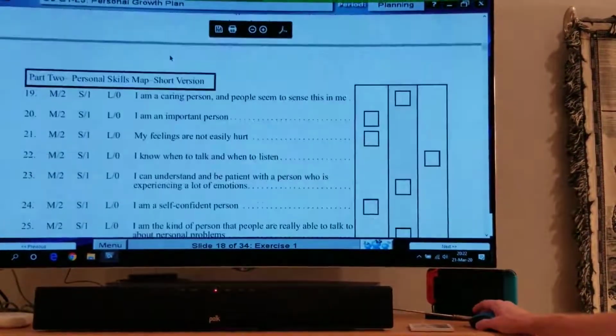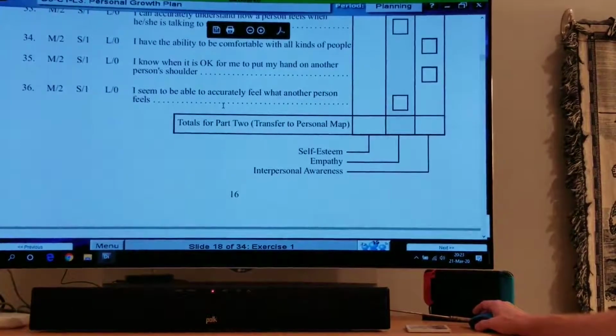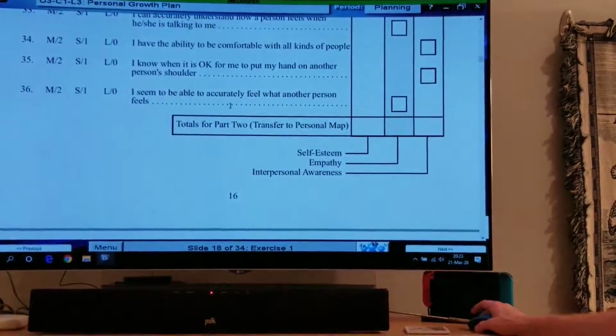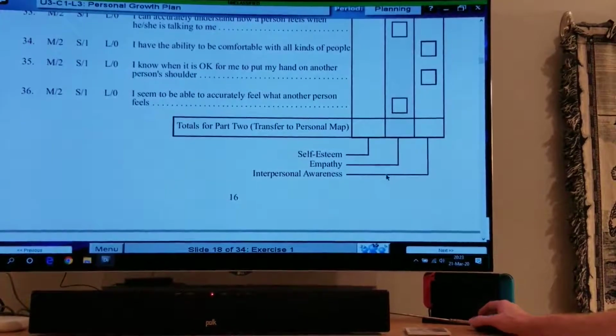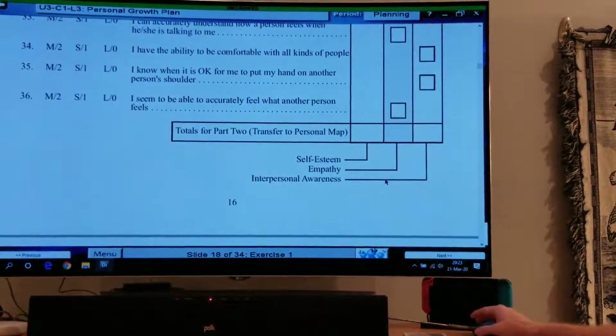So let's go down to the second page. Again, we got more boxes to fill. This is going to take a while. Believe it or not, this is the short form. Then we have the totals from part 2. Again, this comes up with self-esteem, empathy, and personal awareness.